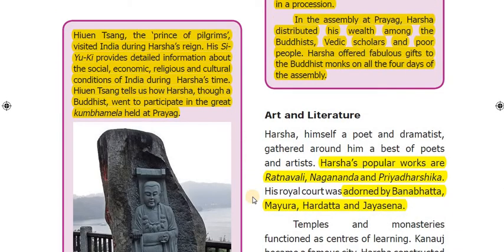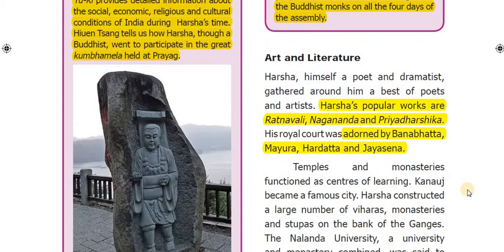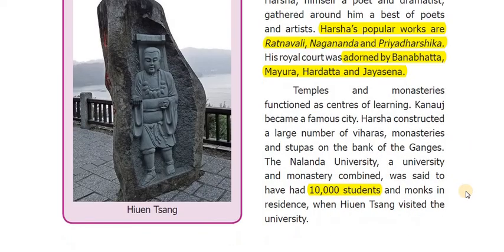Art and literature. Harsha, himself a poet and dramatist, gathered around him the best of poets and artists. Harsha's popular works are Ratnavali, Nagananda, and Priyadarshika. His royal court was adorned by Banabhatta, Mayura, Hardatta, and Jayasena. Temples and monasteries functioned as centers of learning. Kannauj became a famous city. Harsha constructed a large number of viharas, monasteries, and stupas on the banks of the Ganges.